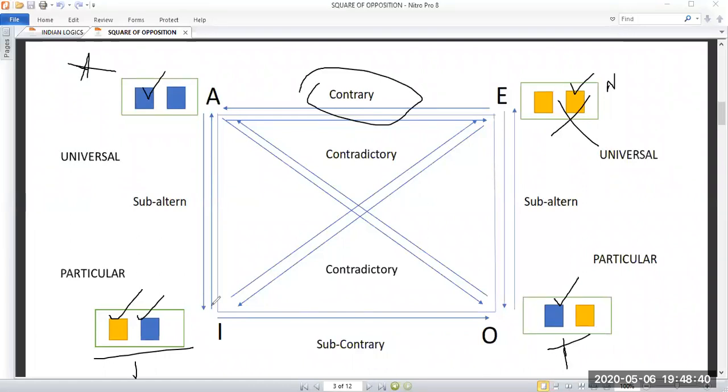If I is false, what will happen? Then O should be true. If some are blue is taken to be false, that means some are yellow. So there is no blue here, so it will become yellow here. So if this particular I is taken as false, then this will be true, because some are not blue means some are also not yellow. There are two possibilities. So we'll see about that in the slide.